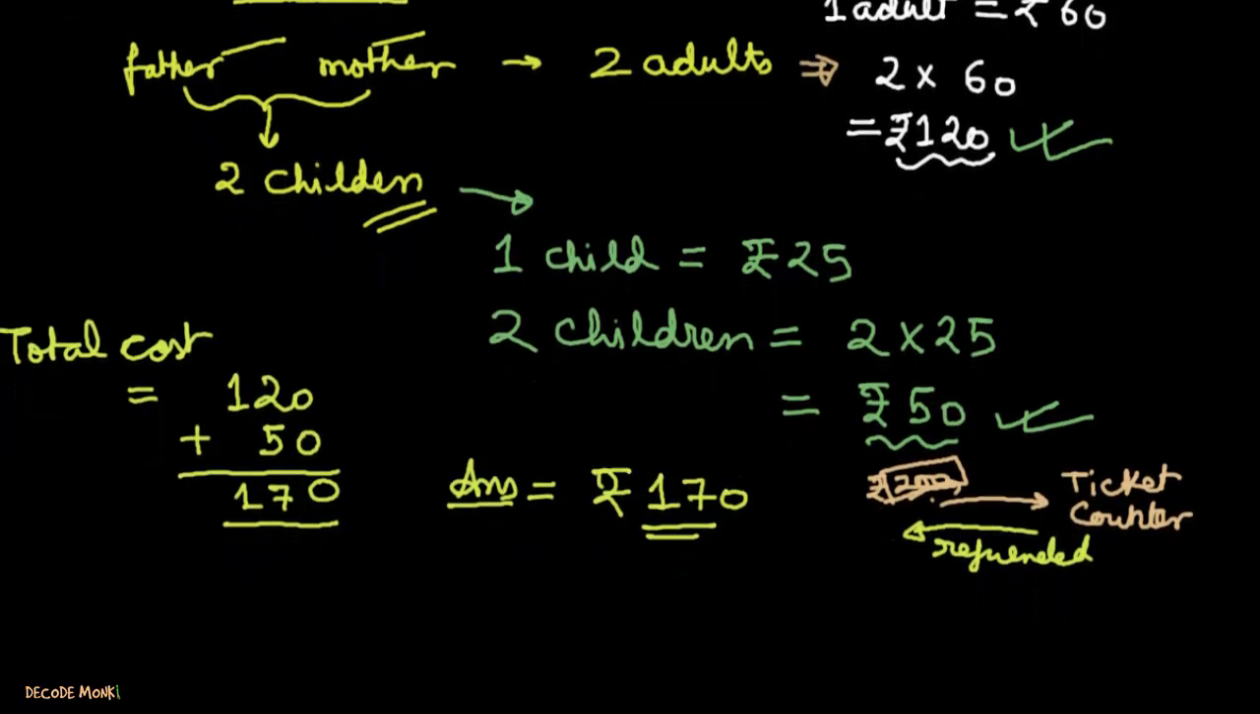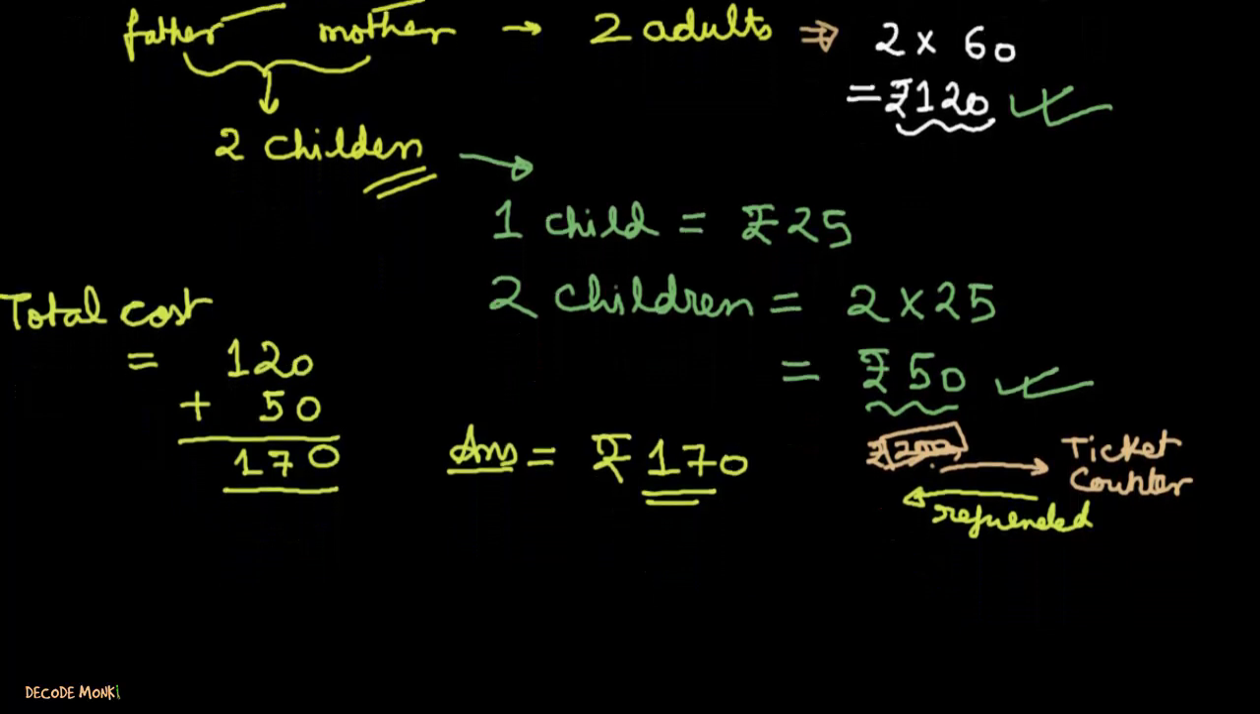notes which add up to 170. So you hand over a rupee 200 note at the ticket counter. So the person sitting at the ticket counter will refund something back, so that in effect 170 is paid at the ticket counter. So how will you do that? How much money will be refunded?